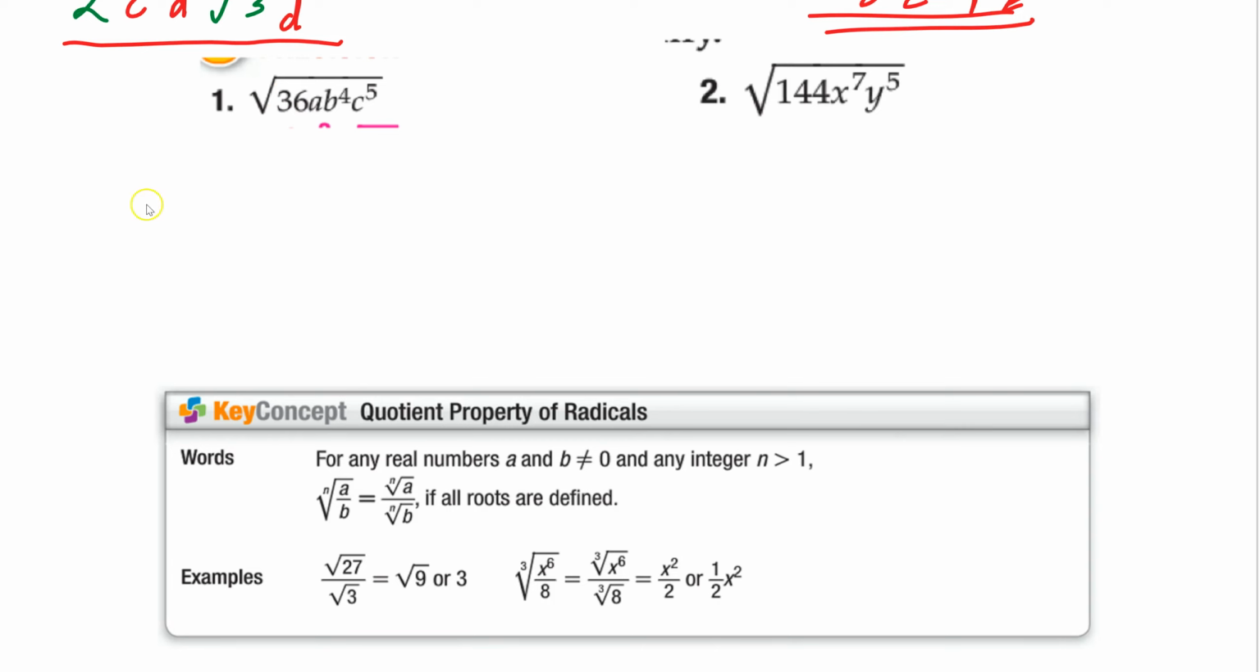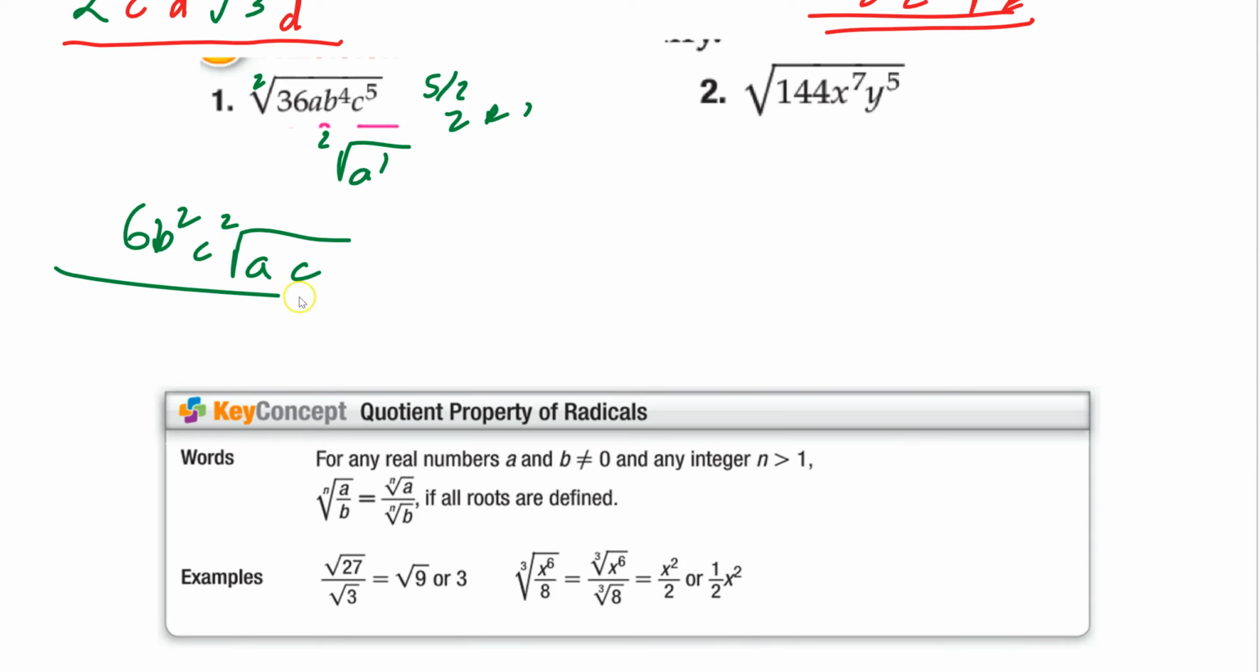Square root of 36 is 6. Then the square root of a, so look at this one. Let's break that down. This is a 2, 1. 1 does not divide by 2, right? There's not enough to come out, so that just stays on the inside. Then b to the 4th, 4 divided by 2 is 2, so b squared. Then c to the 5th, 5 divided by 2 is 2 remainder 1. So 2 c's on the outside, 1 on the inside.